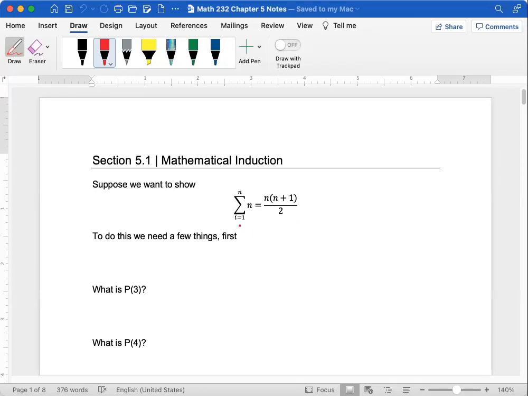So we're taking the sum from 1 to n of n integers. So basically we're summing the first n integers, and this formula claims that that sum equals n times n plus 1 divided by 2. Okay, so to do this proof, first thing I need to do is introduce something which we're going to call p of n.